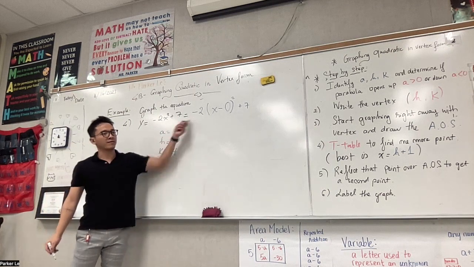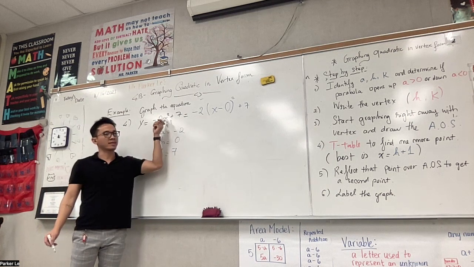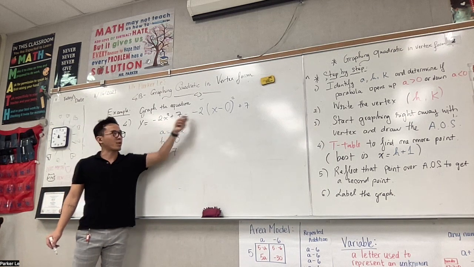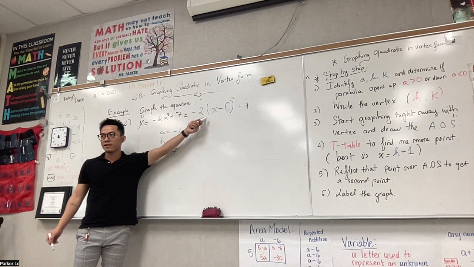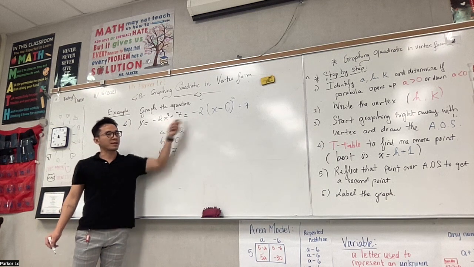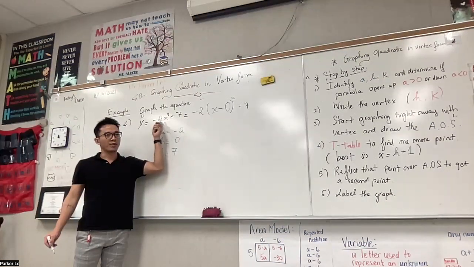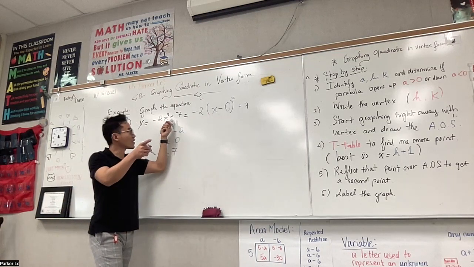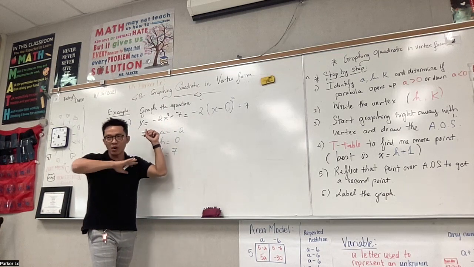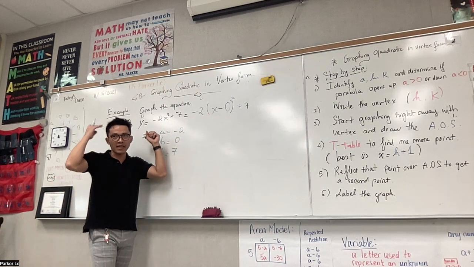What is the reason why we can convert this? What's special about this, that we can rewrite this into vertex form? Not all of them can be rewritten like this. But what's special about this? Just say it, don't worry. Again, there's no wrong answer. It's just thinking, okay?